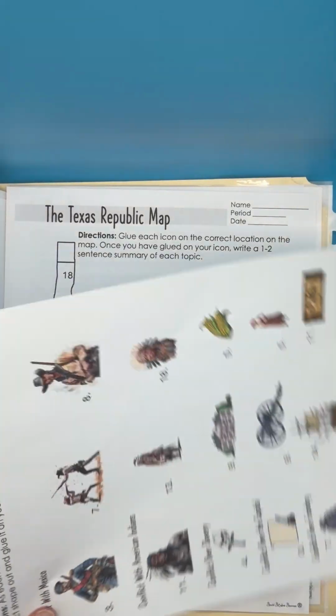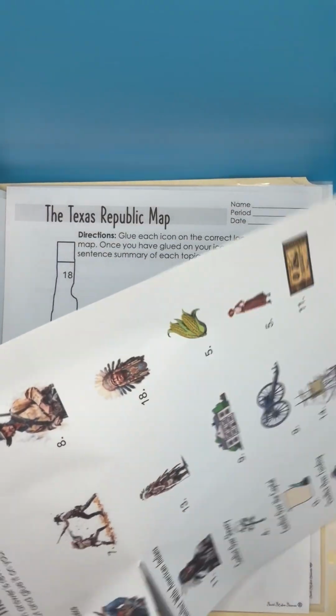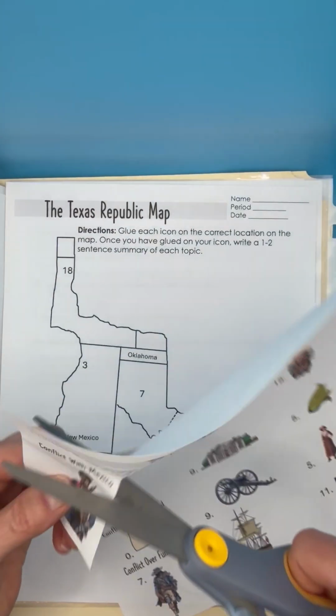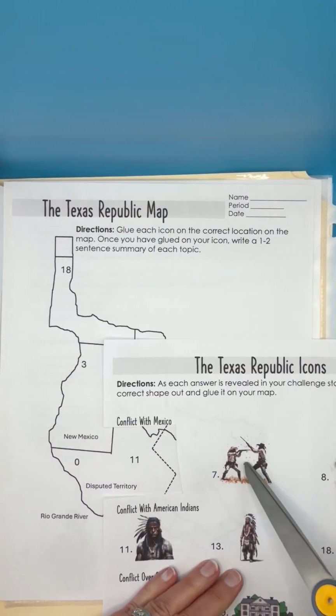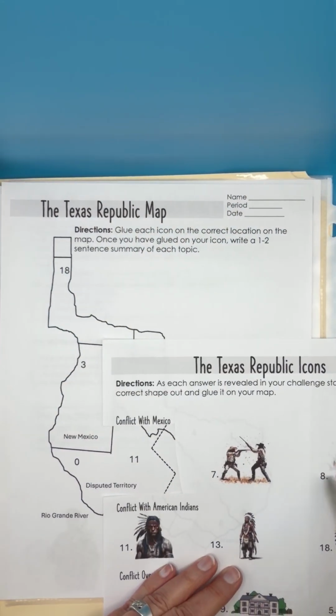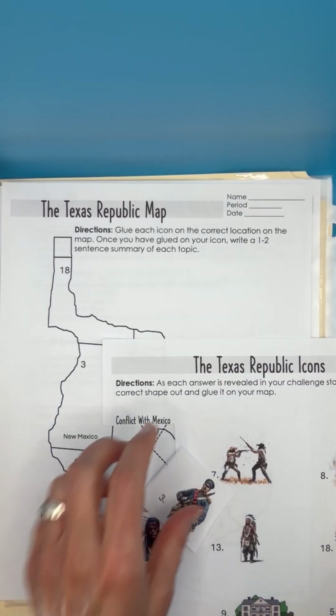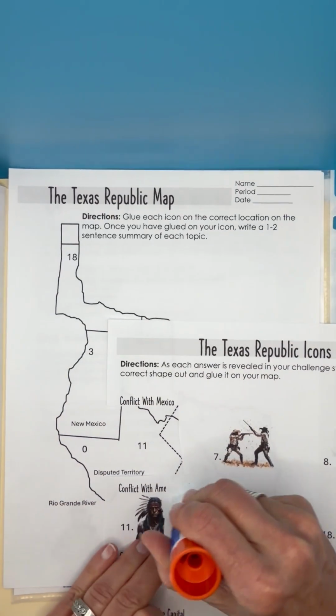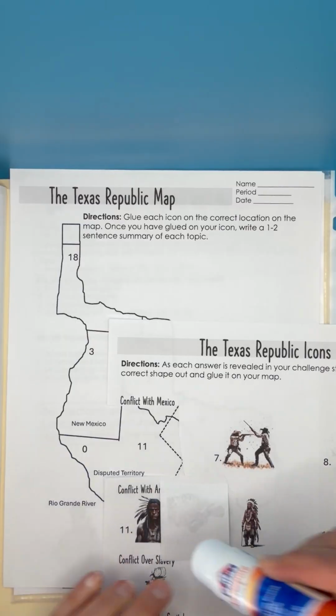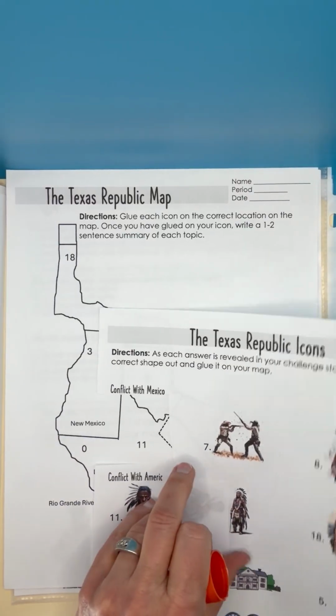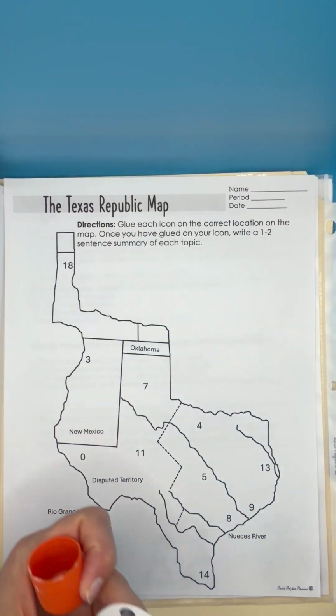When I get my icon, I'm going to cut it out in a section called conflict. I'm not going to cut out either of those because those would be wrong answers. I'm then going to get my handy dandy glue stick out, and I'm going to stick it onto my map.